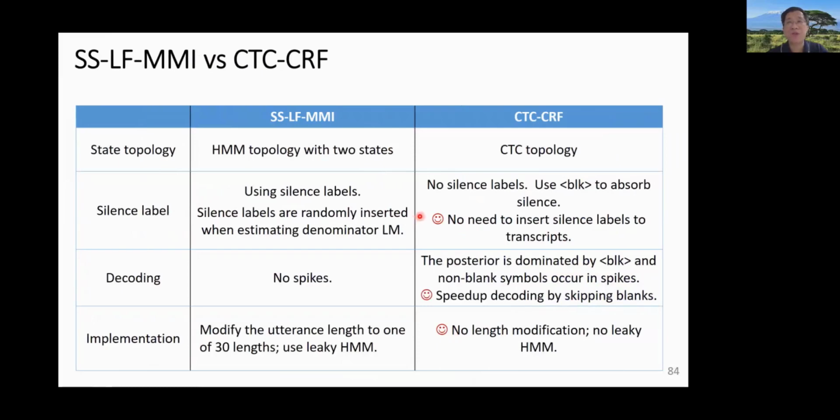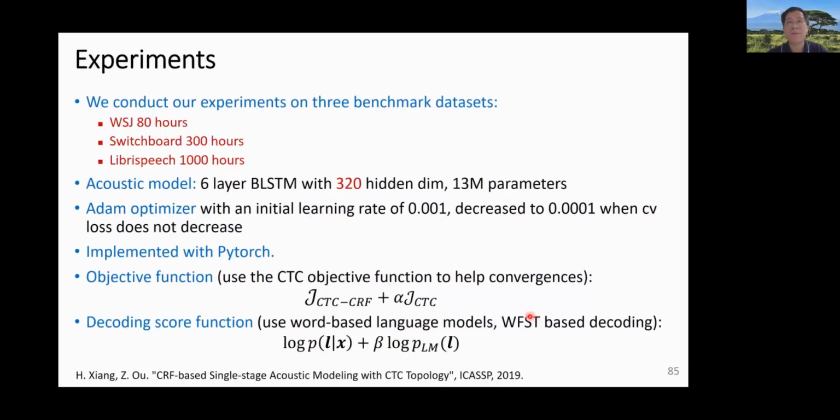In addition to the differences just described, CTC-CRF has another two good points. We observe the posterior is still dominated by blank in CTC-CRF, so that we can speed up decoding by skipping the blanks. And there is no length normalization nor bag-of-words in CTC-CRF, so the implementation is simplified.